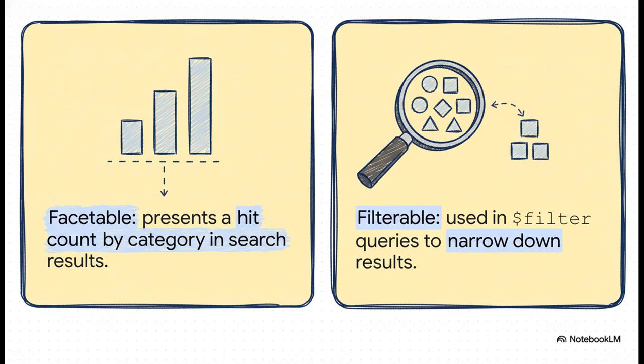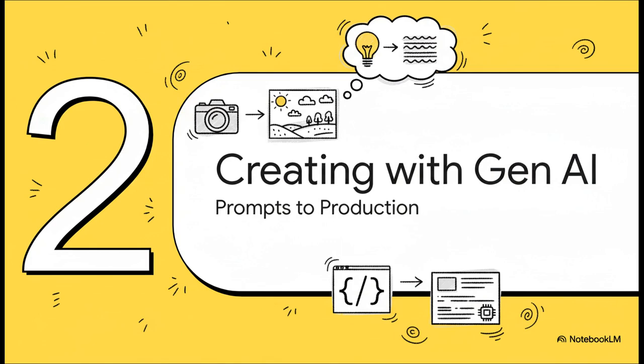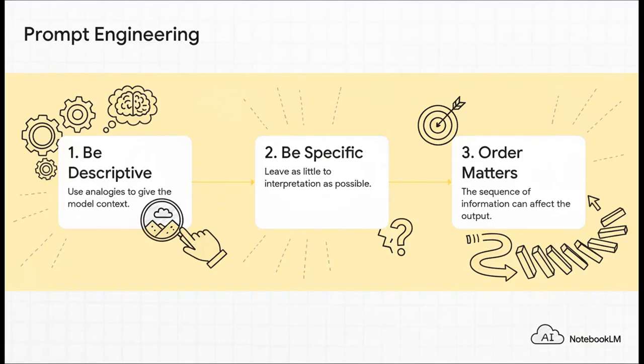Now for the fun part, let's talk about creating brand new things. We're going to explore how to really use Azure's generative models to produce awesome text, images, and even code. Getting great results from models like GPT-4 isn't magic. It's a skill, and it's called prompt engineering. And honestly, it boils down to 3 core rules.